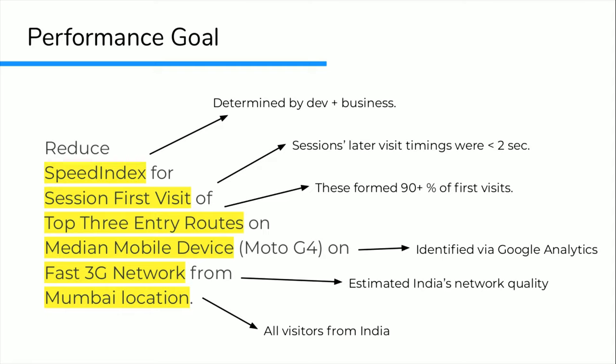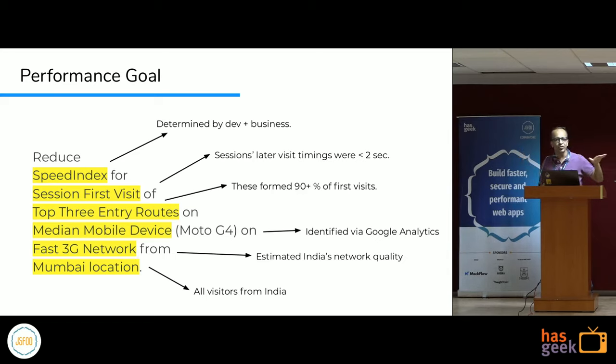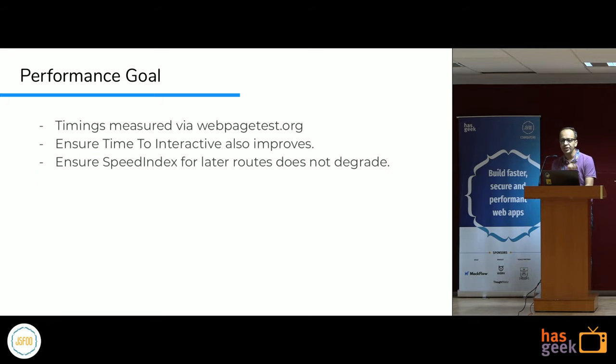Moto G4, again, we picked because the majority of traffic, like I said, was coming from mobile devices. This is a relatively lower-end device. If you improve for this, you improve obviously for a lot of other mobile devices. Fast 3G network, this was based on our experience. All of us use Jio 4G, but in terms of speed quality, it is equivalent to a fast 3G network. And Mumbai location, because all of our traffic was coming from India. So we used these measures and we then used WebPageTest to set these up and take our measurements.